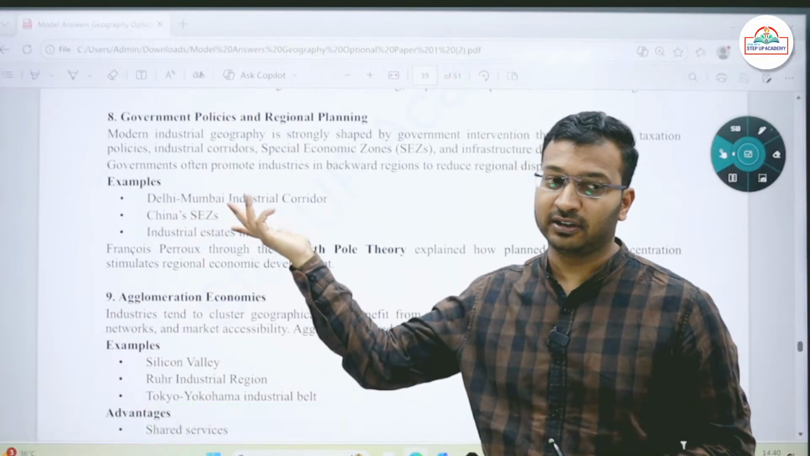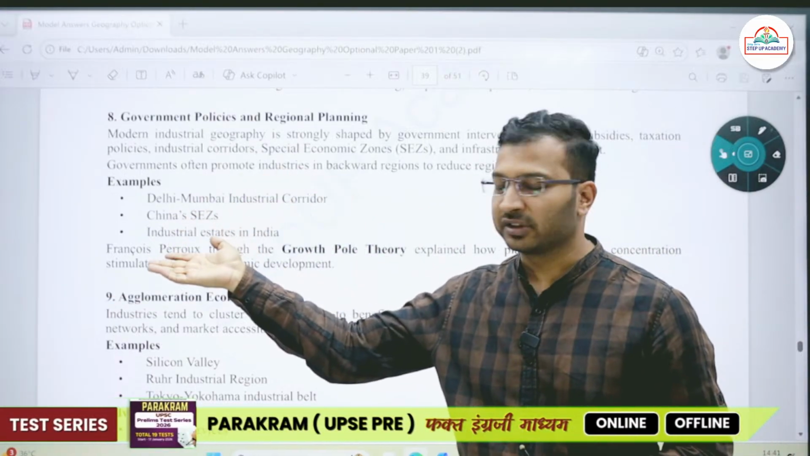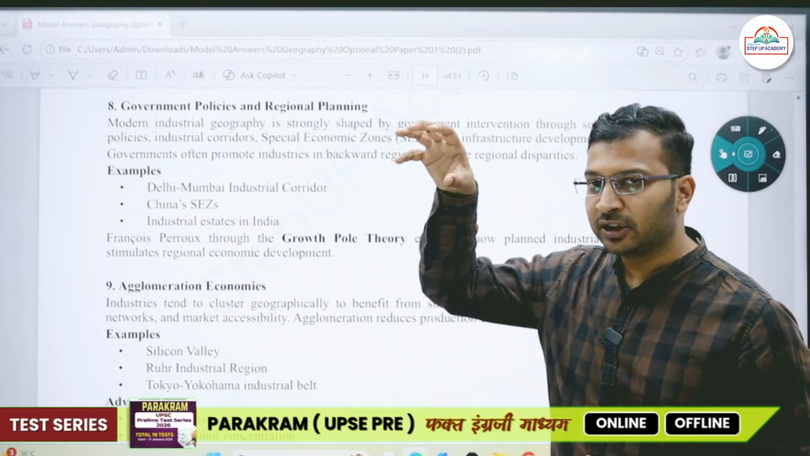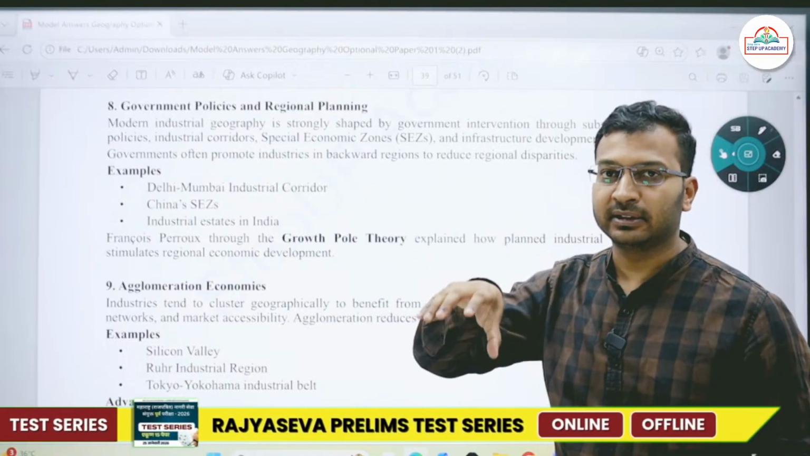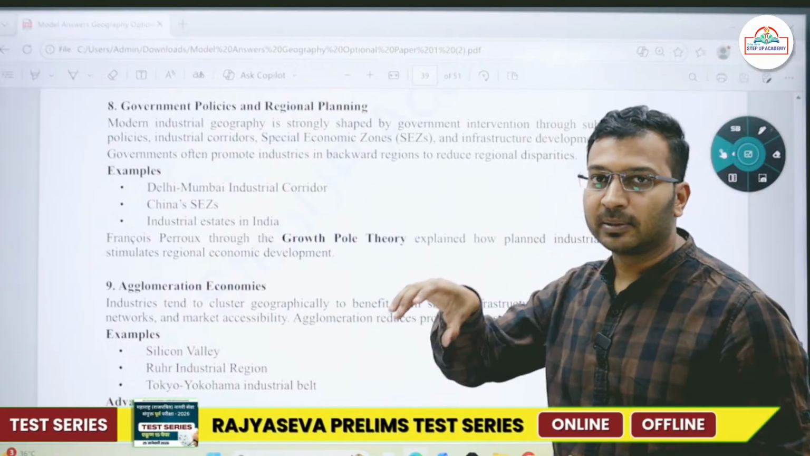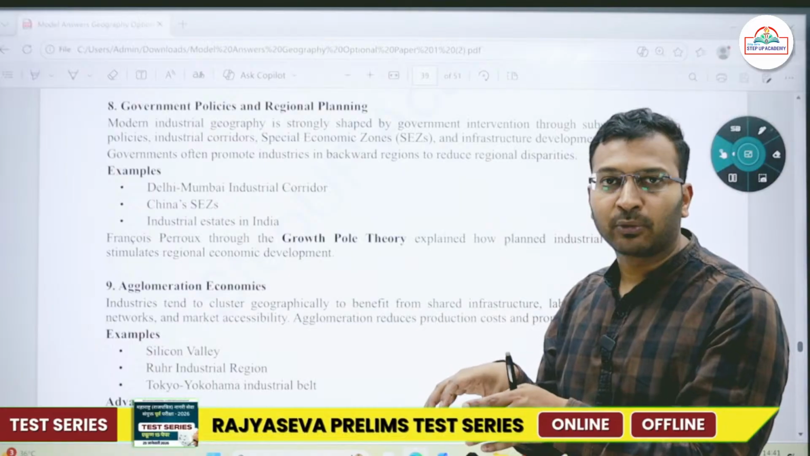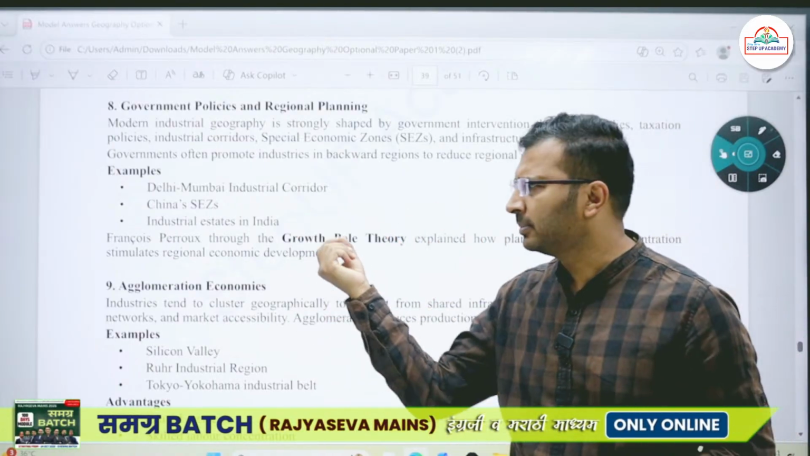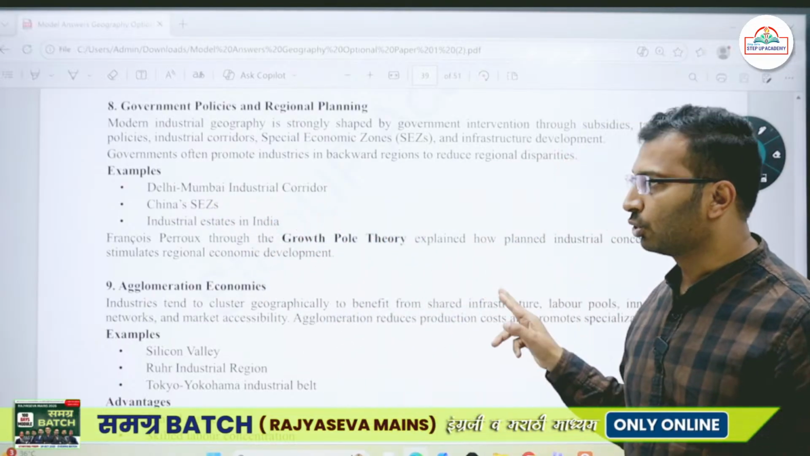And do not forget the name of the geographer. The geographer associated is François Perroux, through the growth pole theory. The government deliberately sets up some zones in certain backward areas to ensure overall development. That is nothing but the basic concept of this growth pole theory.